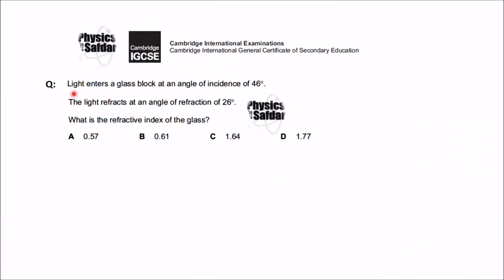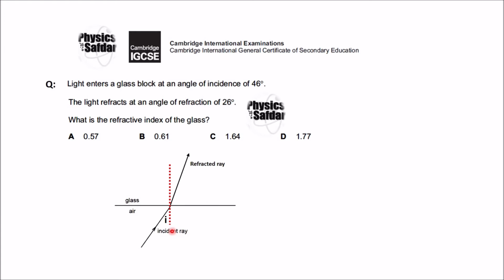Now the question is, light enters a glass block at an angle of incidence of 46 degrees. The light refracts at an angle of refraction of 26 degrees. What is the refractive index of the glass? And you have 4 options. First, look at this. Light enters from air to glass block, and the incident and refracted ray you can see easily.